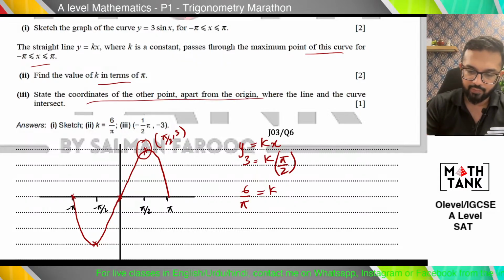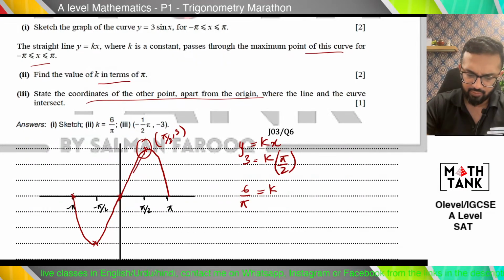Let's just find the coordinates of the other point of the original. So I've seen this question before. I think it's a repeated question from the earlier past papers.